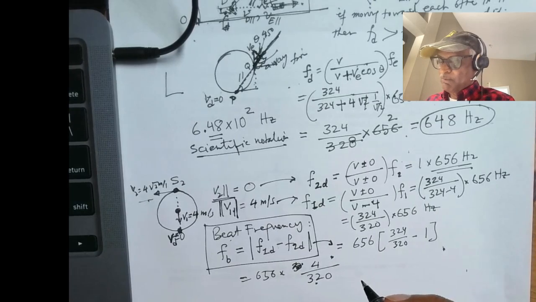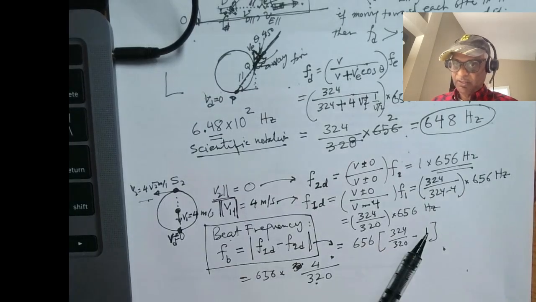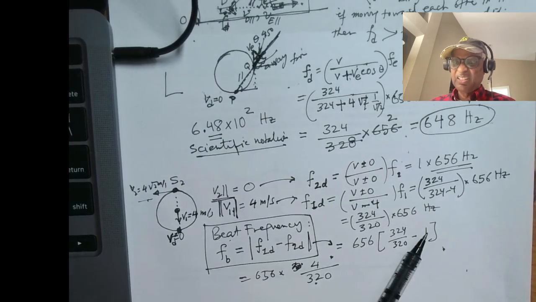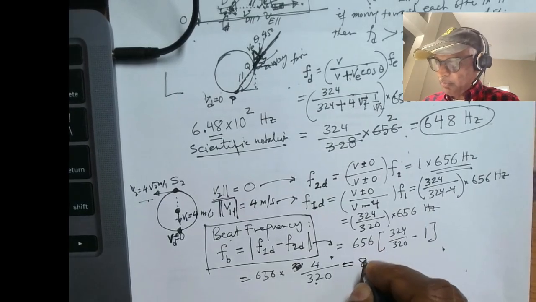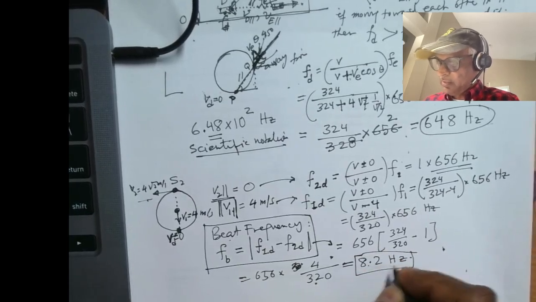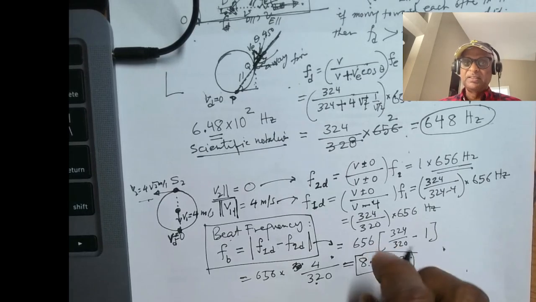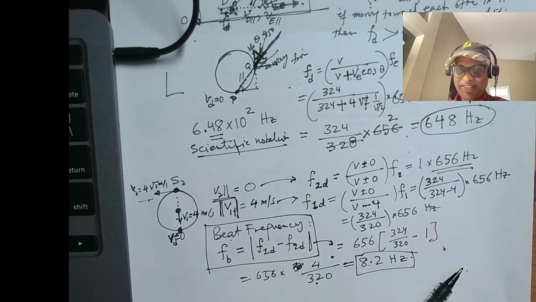So we would need a calculator, and let me just do a calculator. Okay, so I just did a quick calculation, and that's 8.2 hertz. So that's the answer, and this is already 2 digits. All right, so that was a really cute problem in the Doppler effect.